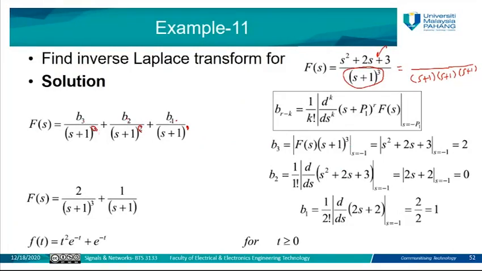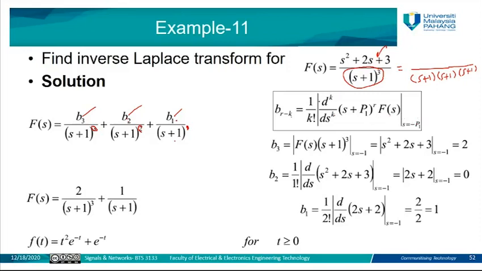Okay. Now you have this transfer function. My task now is to find what is the value of P3, what is the value of P2, what is the value of P1. From where I can get this value? From the formula that says P_{r-k} is equal to 1 over k factorial, d to the power of k over ds to the power of k, of (s plus p1) to the power of r times F(s), when s equal to -p1. Always s equal to -p1 because we only have one pole here.